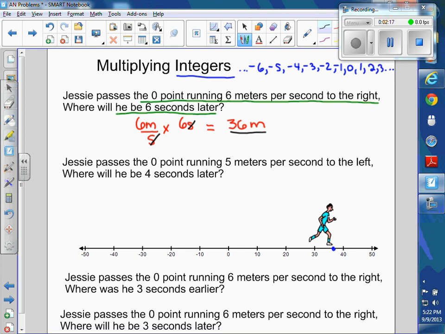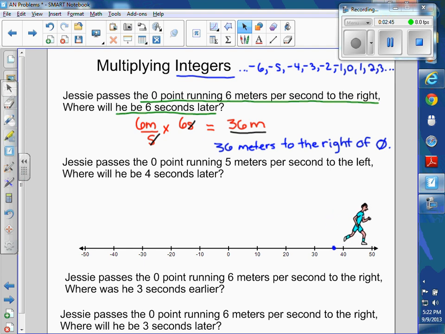So the way you could answer the question would be, he would be 36 meters to the right of 0. You could also say he's at the point 36 on the number line graph. You should be able to say both.